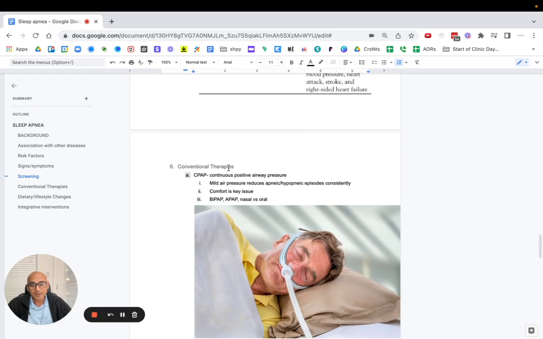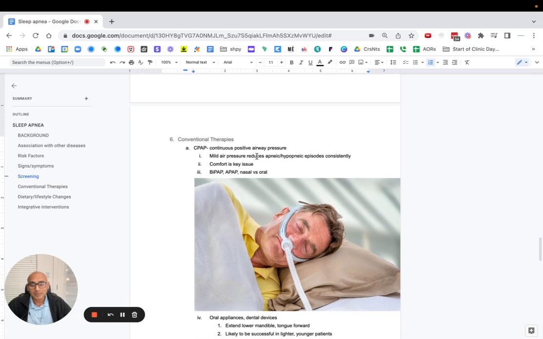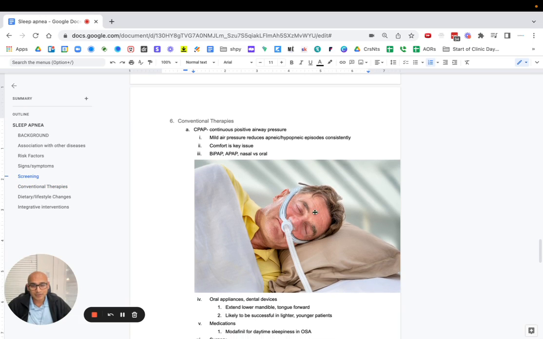What about the therapies? Well, the conventional therapies are the following. So CPAP, continuous positive airway pressure, just airflow that's pushed through your nose or your mouth. And the idea is that continuous flow keeps those airways open and it's less likely for them to be occluded with tissue or during positioning.